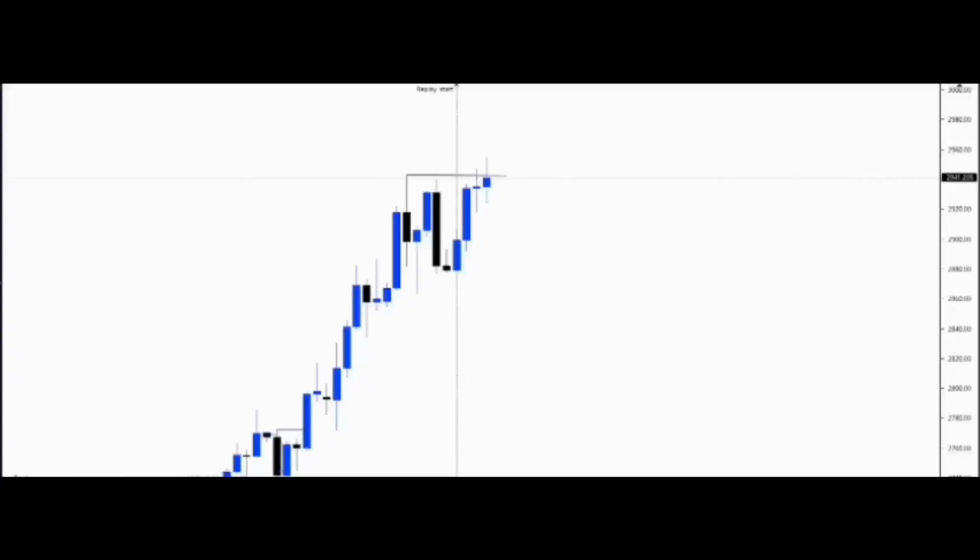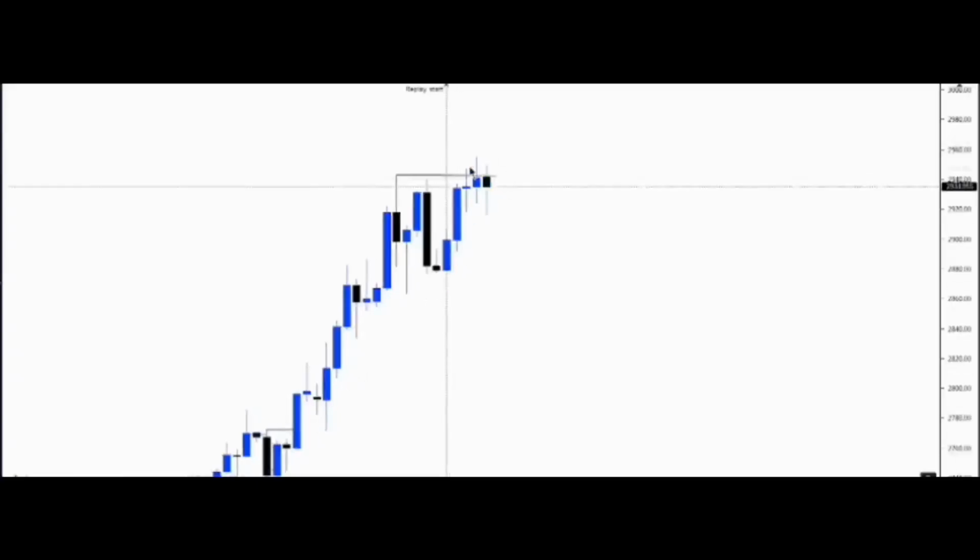So let's continue to play price. Okay, so we now have a pullback there. So we can now mark this high as our second step. Okay, and so we are waiting for price to come and take out this high again.